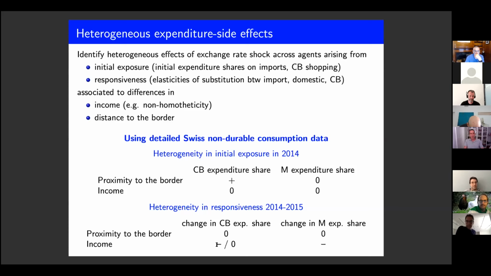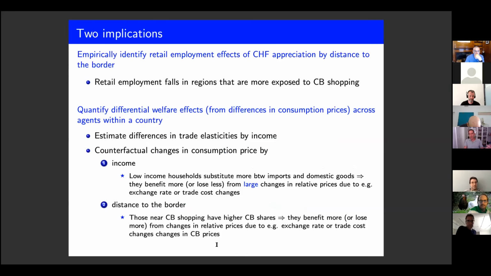Right. So that's a lot of what I'm going to show you, I'm going to document this. And then we're going to focus on two implications of these facts. One is to identify empirically the response of retail employment, that is employment in the retail sector across regions in Switzerland. And unexpectedly, we find that retail employment falls in regions that are more exposed to cross-border shopping, because those are the regions where there's more cross-border shopping, so people can substitute. So the substitution towards buying in Germany became more important.